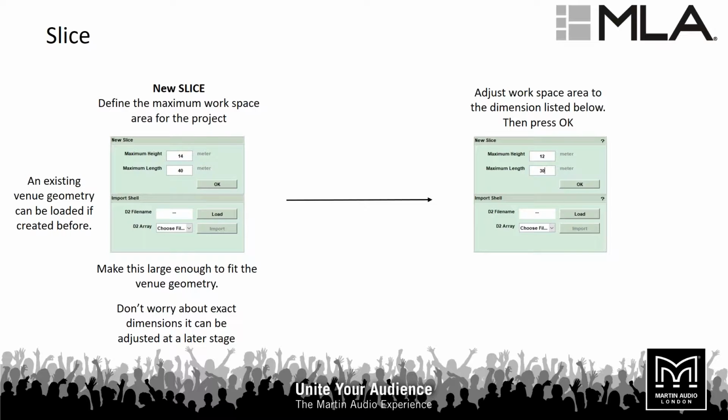If I've used this venue last week, or if I was working on it earlier in the day and I think, oh, actually, I want to put a different array in there, I can then just choose to load a slice which I've already created. So you don't have to draw anything twice. In fact, you could make your own folder of templates if you wanted to. Yeah, so you just load your slice and away you go. But in this example, we're just going to go for a new slice and start from scratch.